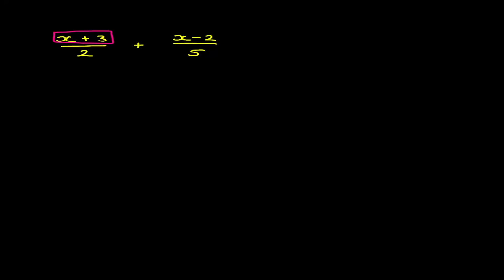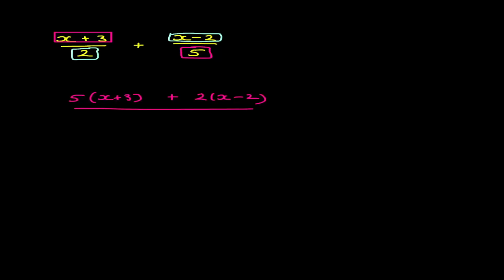You're going to do initially this times this first. So we'll just leave it in brackets. So we've got 5 times x plus 3, plus this times this. So the cross multiplication method. So plus 2 times x minus 2. And in my denominator, I just have these two multiplied by each other, which is 10. And that's basically it. But of course, we need to expand and simplify, and that's where the fun begins.